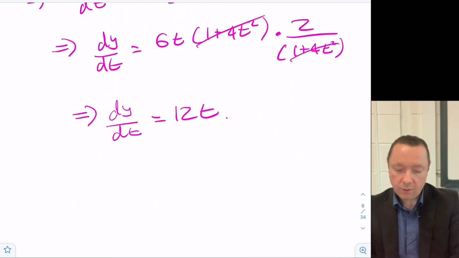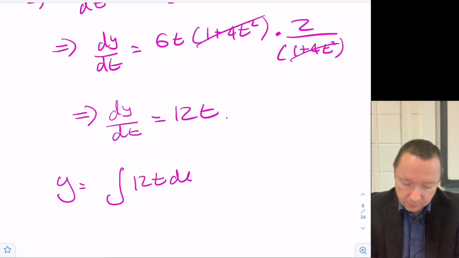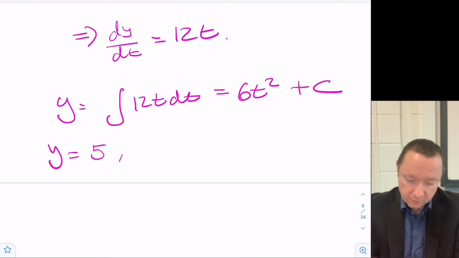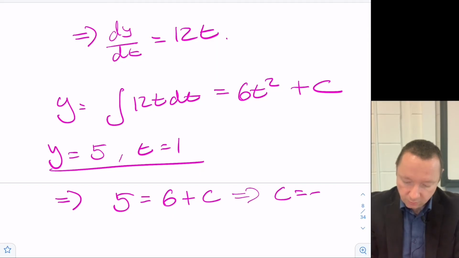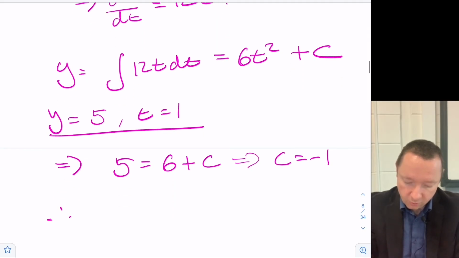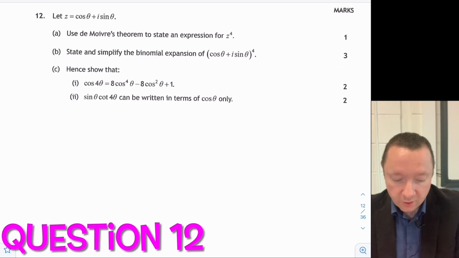So we can integrate to find y now in terms of t. So y is going to be the integral of 12t dt, which is 6t squared plus c. So when y equals 5, t equals 1, that implies 5 is equal to 6 plus c, which implies that c equals minus 1. Therefore, y equals 6t squared take 1. And we're done. Question 12, let z equal cos theta plus i sin theta.